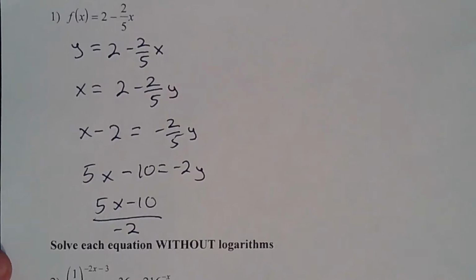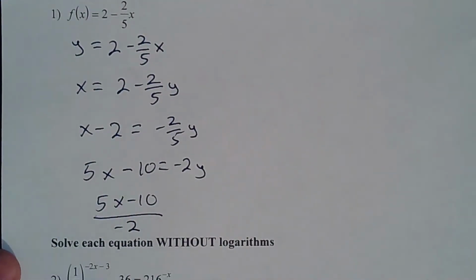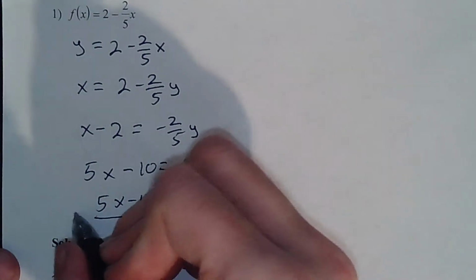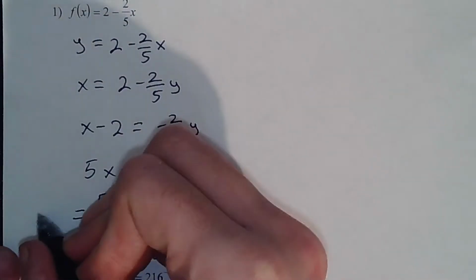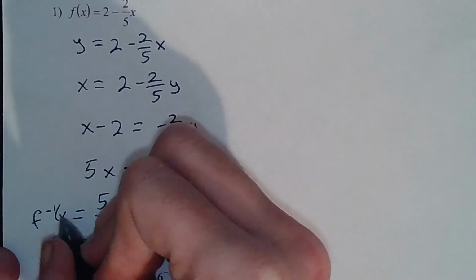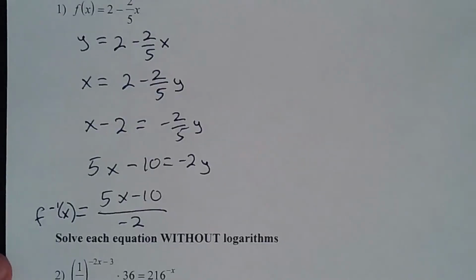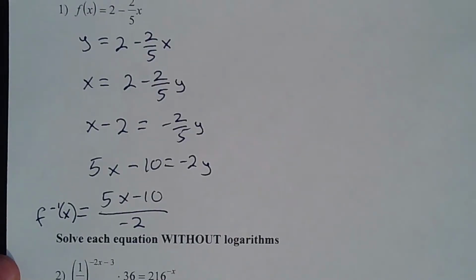But when writing your final answer, you don't want to write equals y. You want to write using the correct notation. On the left-hand side, you're going to write f with a little negative 1 of x. That says f inverse of x. That is the undoing. It is the backwards of x.